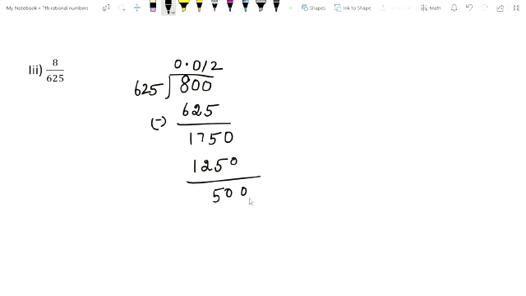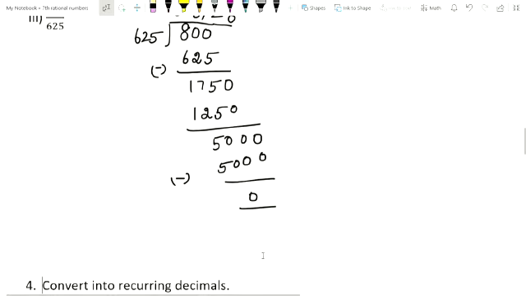500, we can't divide this, so add 1 0. Okay, now 5000. In 5000, how many times does it occur? 8 times. So 8 5s are 40, 0 remaining 4, 8 2s are 16, 16 plus 4, 20, 0 remaining 2, 8 6s are 48, 48 plus 2, 50. Now you subtract this, what you will get? 0.